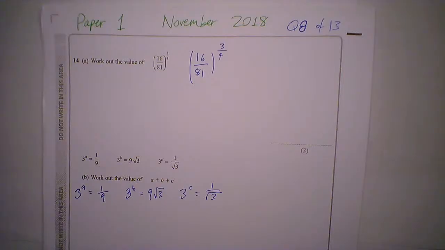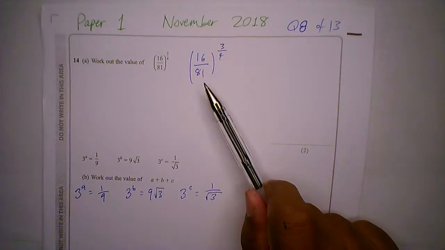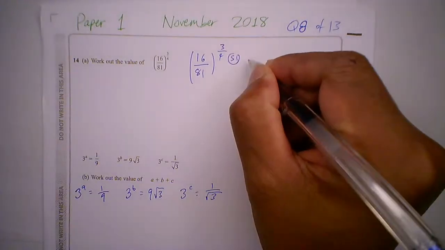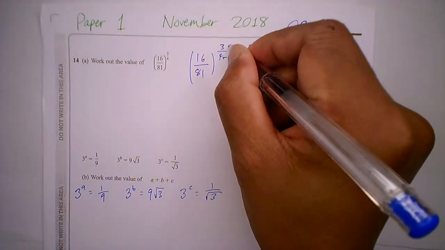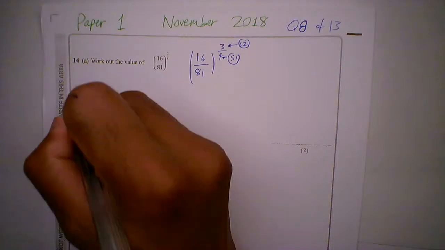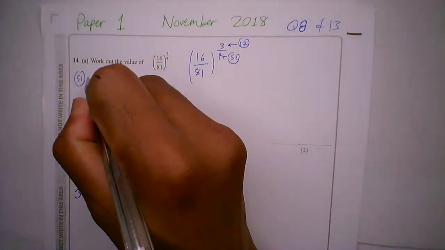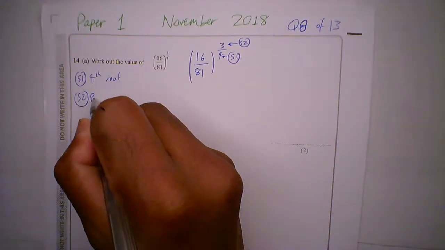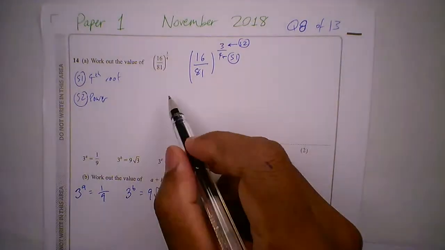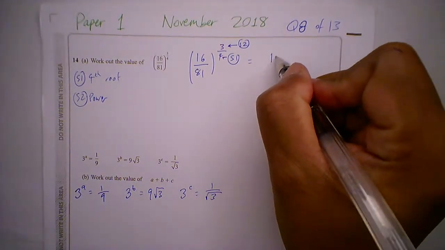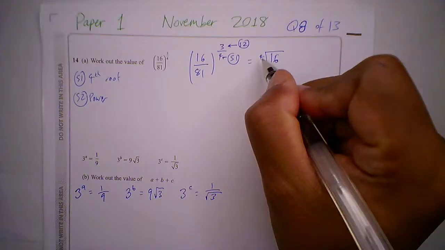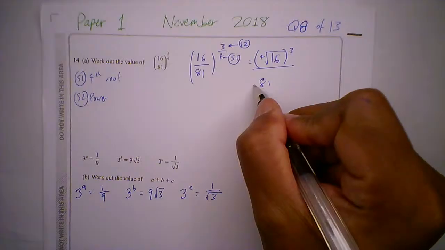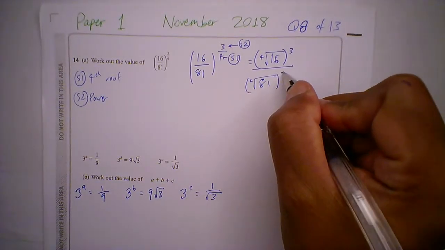Okay, so similar to before, we've seen these before. If you're stuck, go back to the previous questions and have a look at them. Our step 1 is our root, and then we raise to the power. This is our step 2. So step 1 is our fourth root, and step 2 is raised to the power. So I am going to do the fourth root of 16, and the fourth root of 81, then I raise it to the power 3.